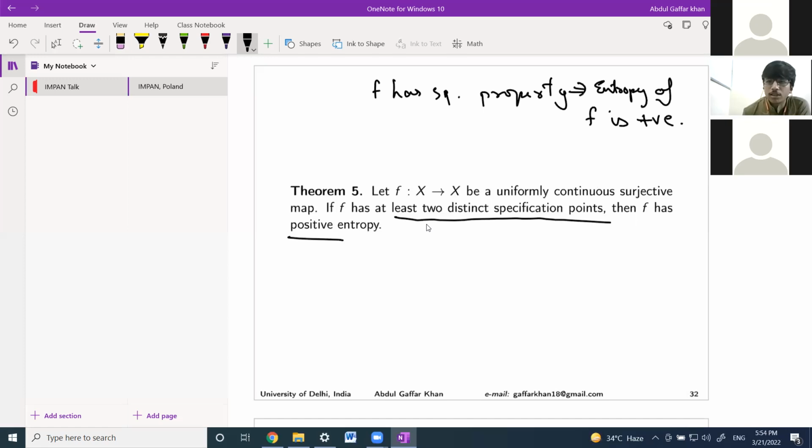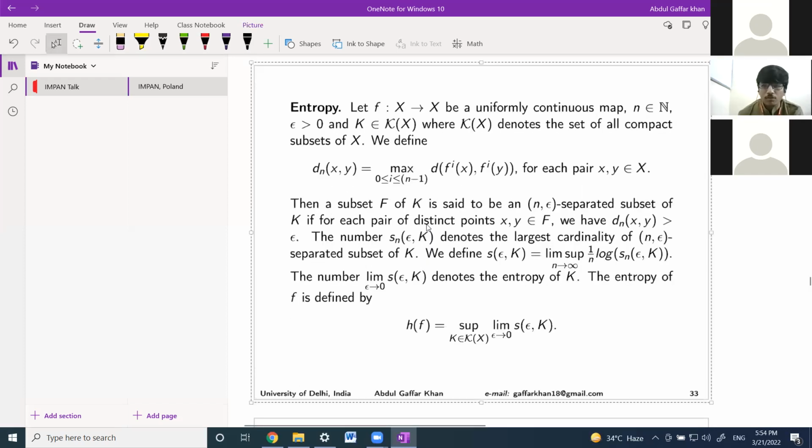We have established that instead of the specification property, the existence of two distinct specification points is more than enough to guarantee that the map will have positive entropy. As it is known that if the map has specification, every point is a specification point, so we just need that only two distinct specification points are more than enough. Here the notion of entropy is defined as due to Bowen.